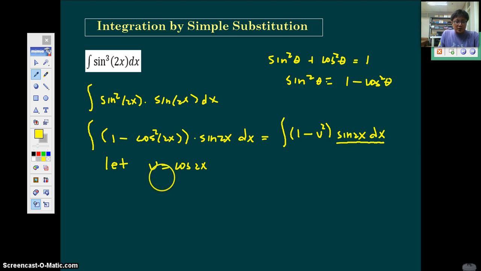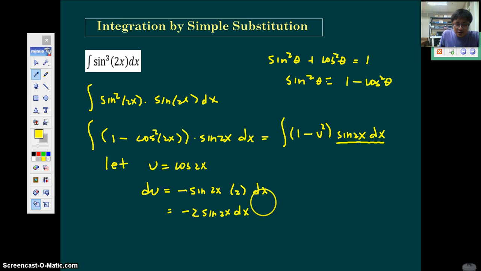From our substitution, du is equal to the derivative of cos 2x, which is negative sine 2x times 2, the chain rule. So we have here, of course, dx at the end. So just rewriting this into negative 2 sine 2x dx. Now sine 2x dx can be expressed by dividing both sides by negative 2. This will cancel out. So therefore sine 2x dx is negative du over 2, or du over negative 2.